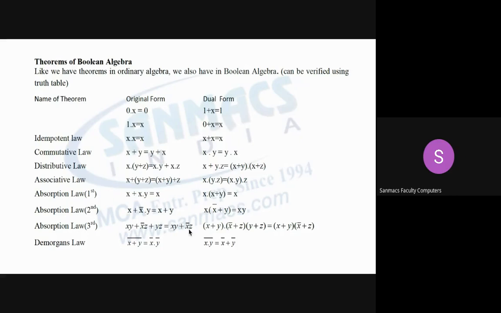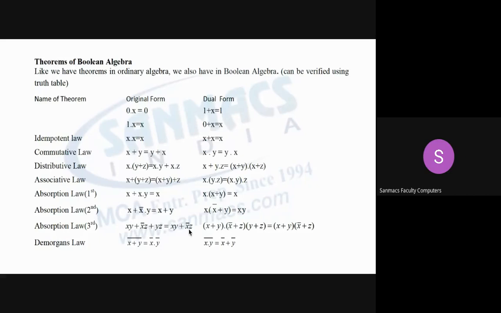So now moving on to the next laws. The first one is the idempotent law, where we have X and X, it's going to give us X. Similarly, X plus X is going to give us X. Then we have the commutative law, distributive law, and associative law. Those are pretty straightforward because we've also used them in mathematics as well.